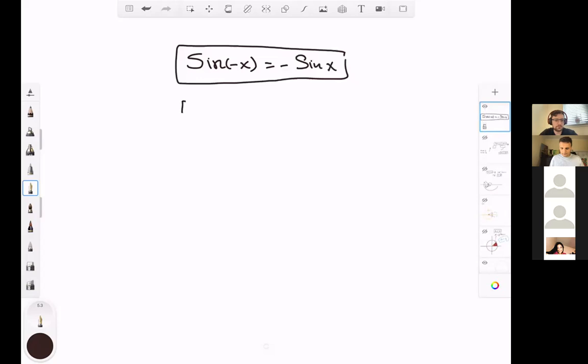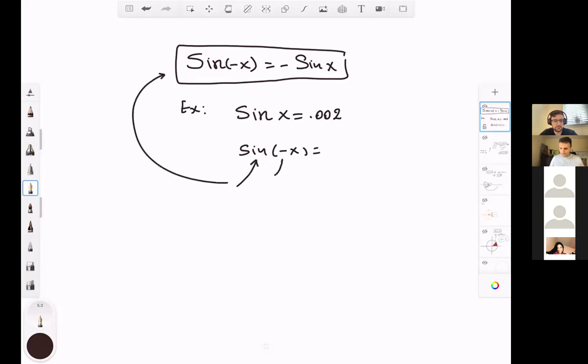Good. Example, sine of x equal to 0.002. What is sine of negative x? It will be, just because sine is odd with this property, if it's negative here, this negative will pop outside. It will be sine of x. Sine of x is 0.002, so it will be negative 0.002. We just change the sign, positive, negative.